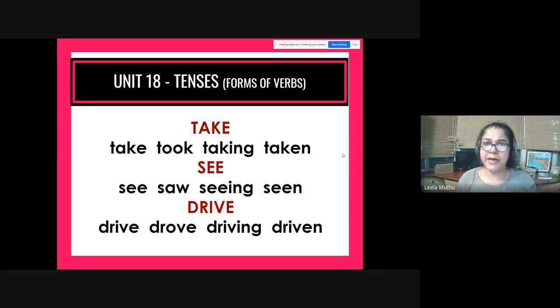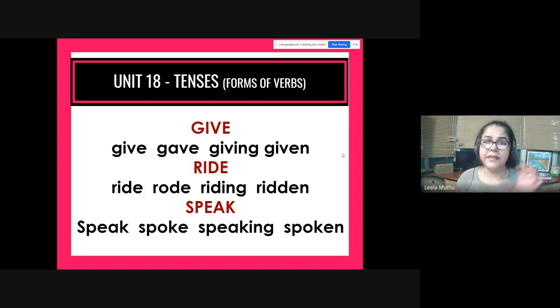Drive, drove, driving, driven. See, it changes, doesn't it? The did and the done. The do, the did, the doing, and the done. Give, gave, giving, given. I have given him a present. And the other one is gave. I gave him a present. Simple past, over and done with.